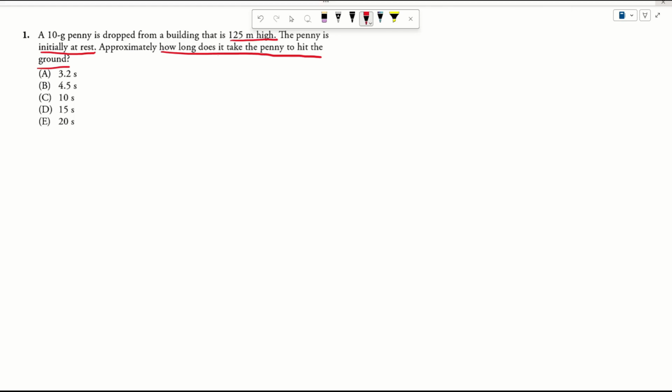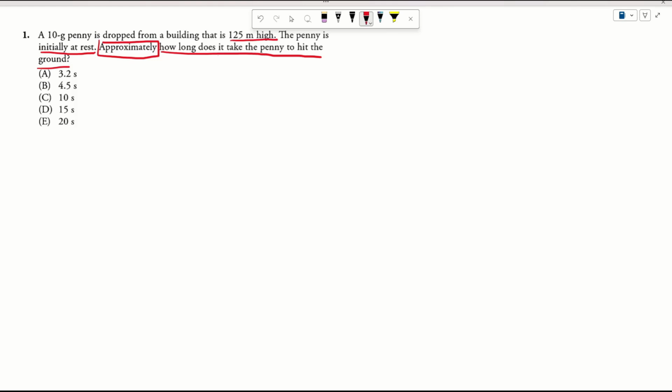You can see that I underlined the height and the penny speed, which is initially at rest. So that means that it has zero velocity. Now they want us to find how long does it take the penny to hit the ground, but be careful. Look at this word, approximately. We want to approximate something to assume how long it would take from our answer.